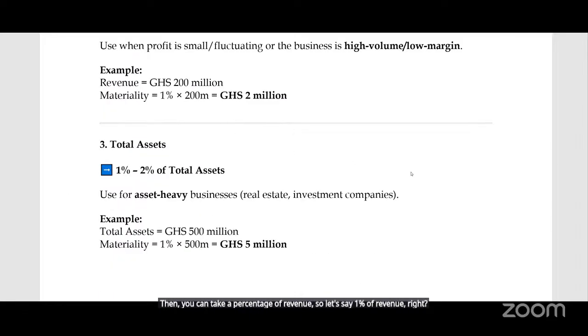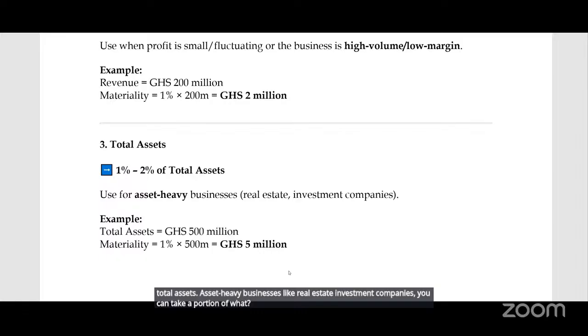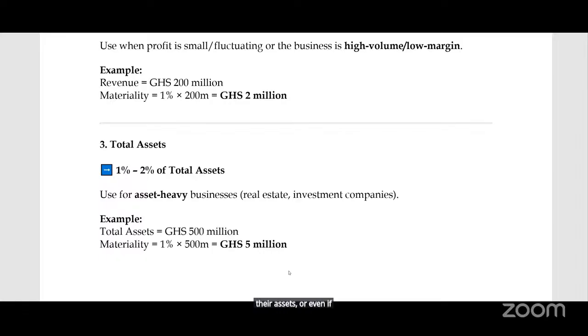Total assets. Asset heavy businesses like real estate investment companies, you can take a portion of the assets, or even if the item is a financial statement asset, let's say debtors, you can take a portion of total assets. So for instance, if the debtors figure was, let's say, 3 million, and you have 500 million total assets. If I take 1% of the 500 million, that is 5 million, and this was 3 million.